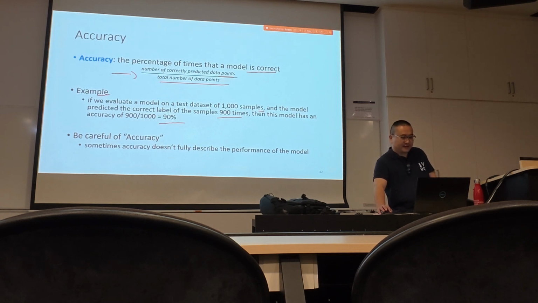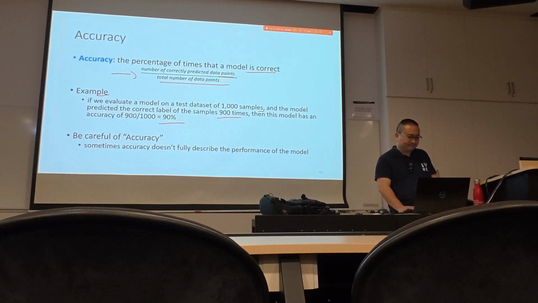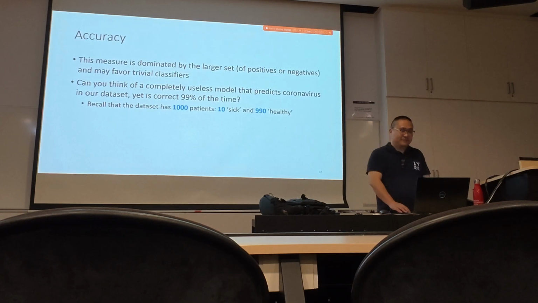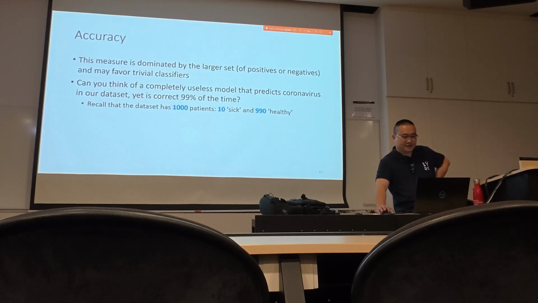So you should be careful that accuracy can be misleading. Because if you are only using accuracy to evaluate the model, the accuracy may not describe the real performance of the model. Especially when the data set is a biased data set, because accuracy is dominated by the larger set.